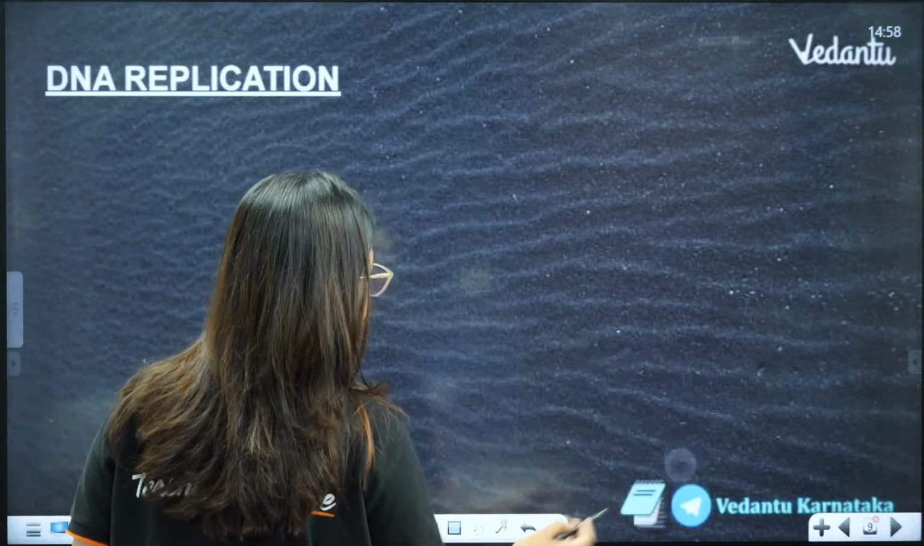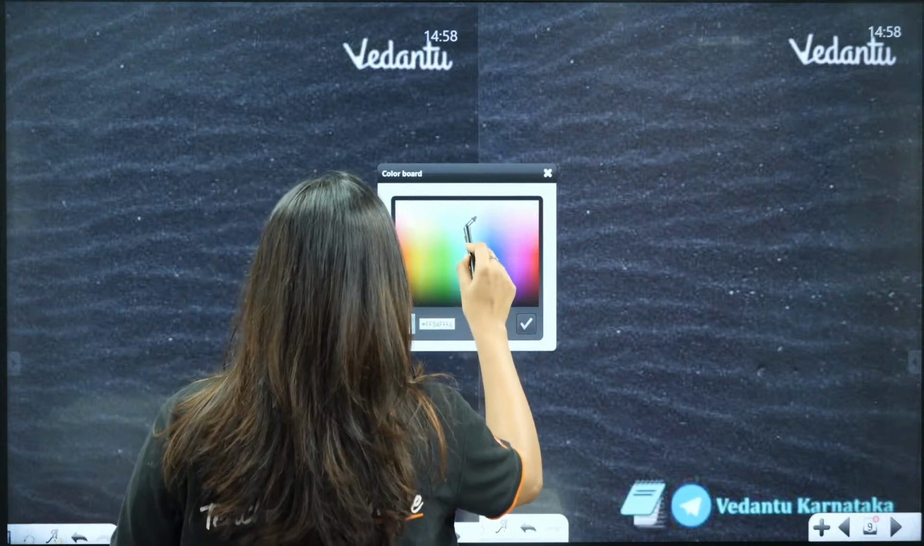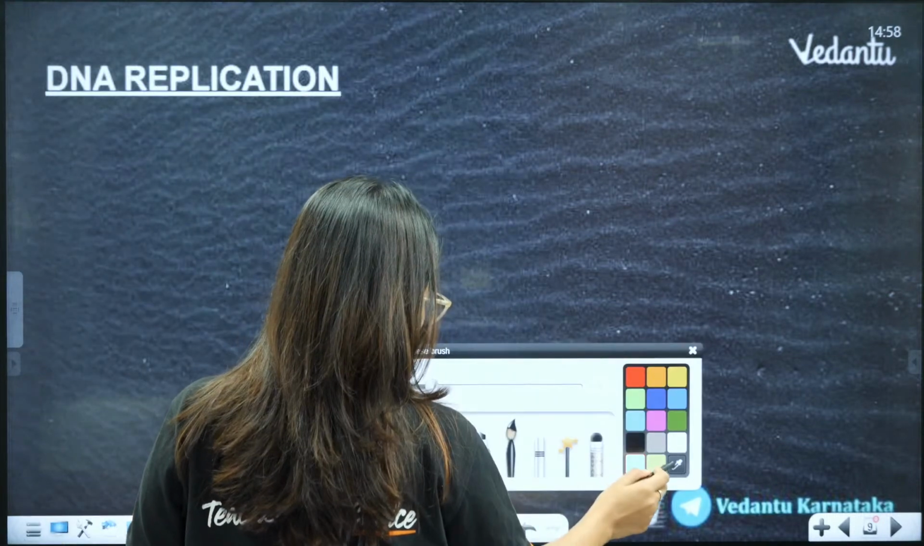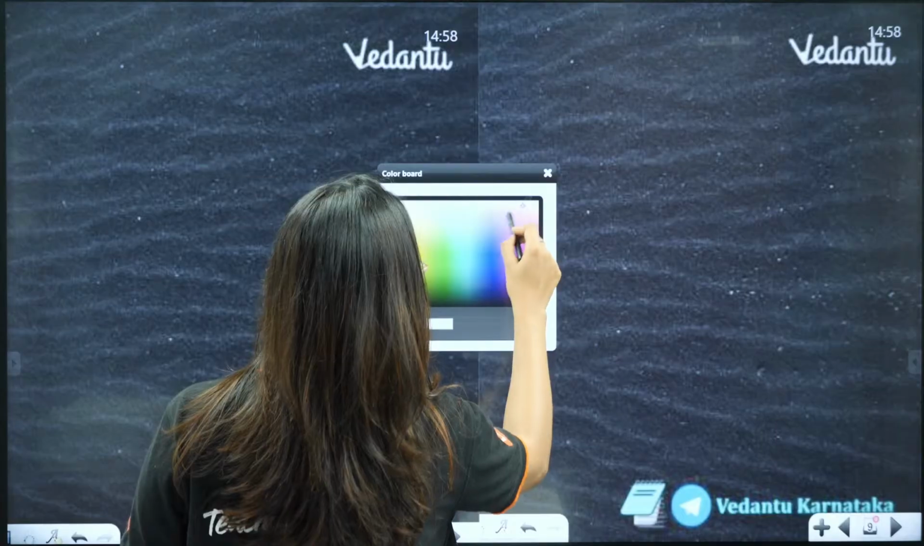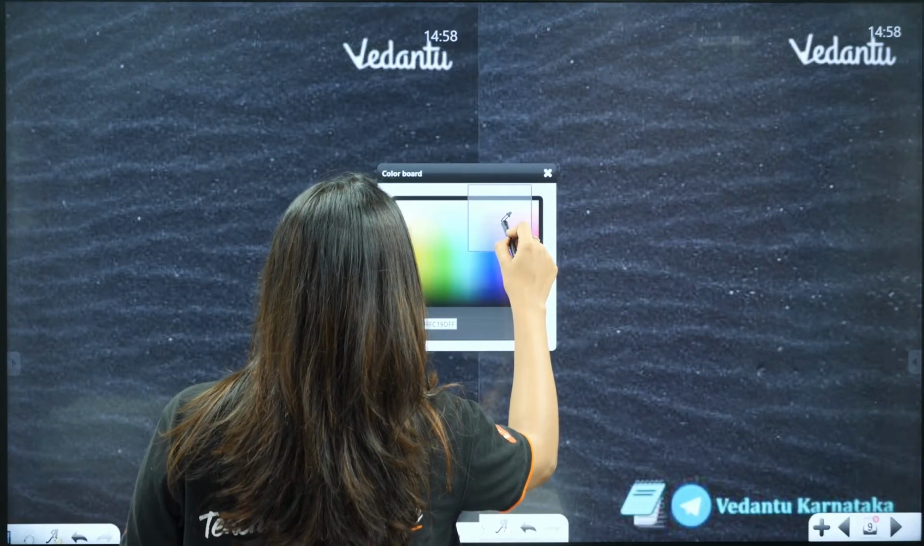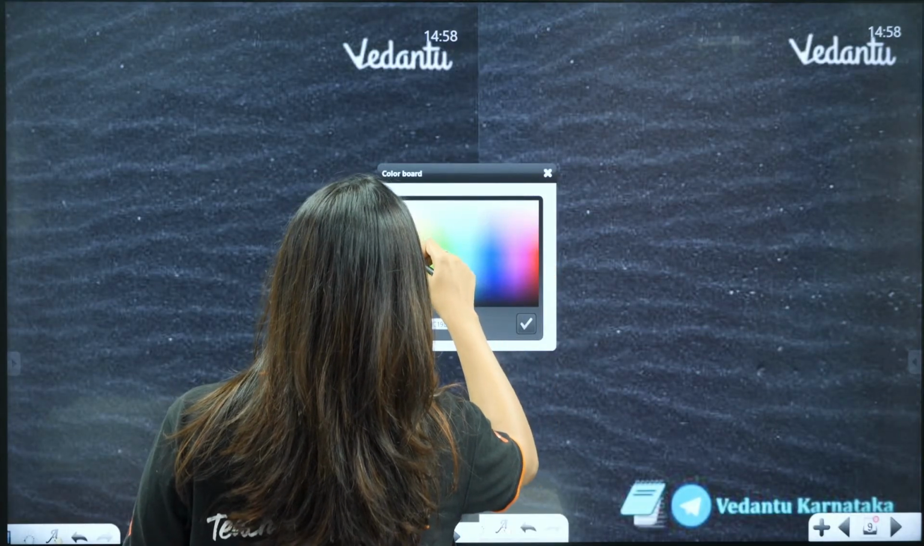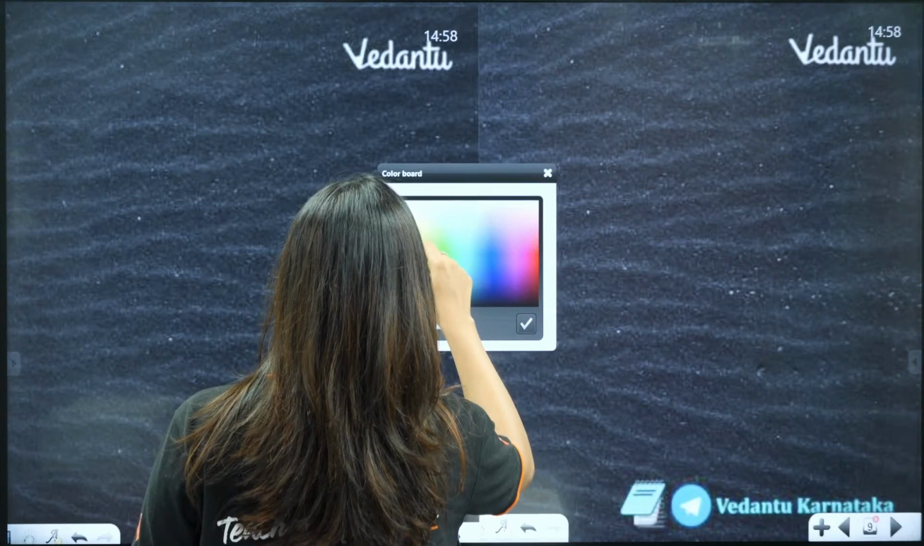Colors change madana. I'll just change the colors by then so that it becomes easier. What happens, students? It's not changing.